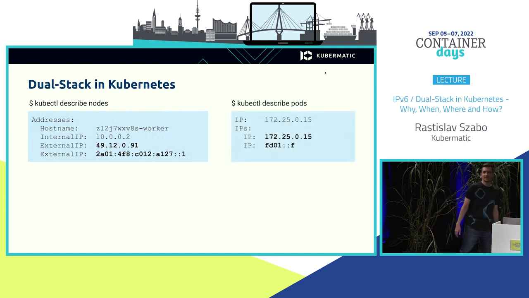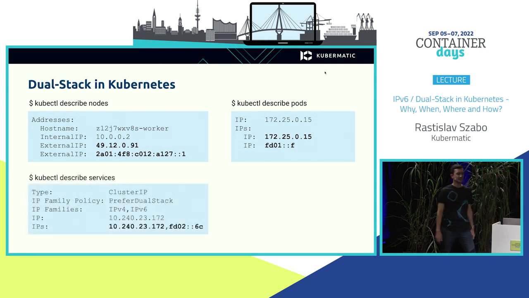If you describe any pod, you would see it has one IP address in the pod IP field, but actually two IP addresses in the pod IPs slice, which would contain both IPv4 and IPv6. And if you describe a Kubernetes service, in case that it is dual stack, you would again see one IP address in the service IP field, but multiple IP addresses in the service IPs field.